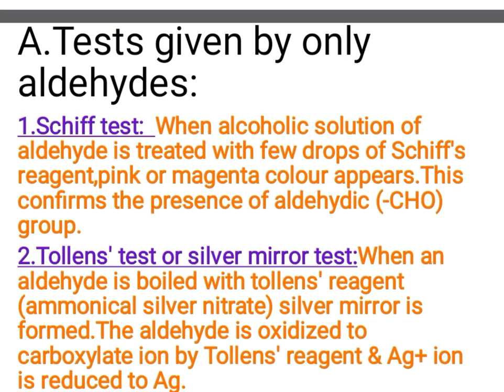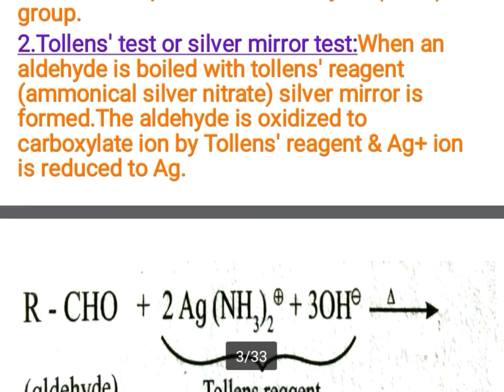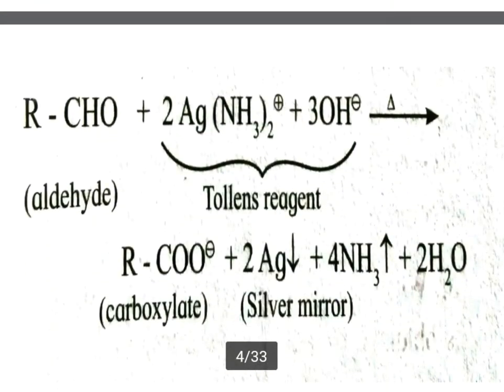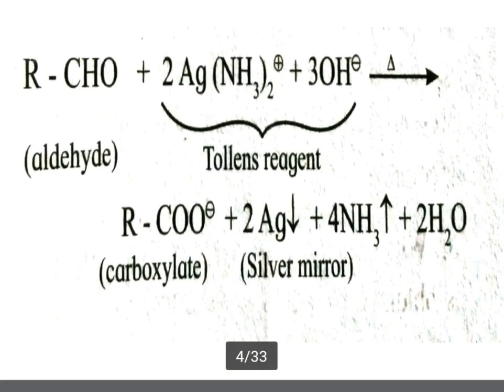Okay. The second test for aldehydes is Tollens test or silver mirror test. When an aldehyde is boiled with Tollens reagent, that is ammoniacal silver nitrate, a silver mirror is formed. The aldehyde is oxidized to carboxylate ion by Tollens reagent and Ag+ ion is reduced to Ag. This is a very interesting test given by aldehydes. You can watch a video of the silver mirror test on YouTube also.